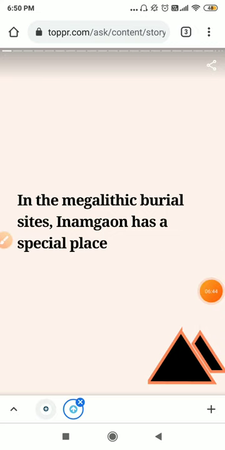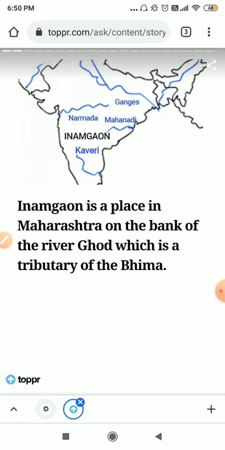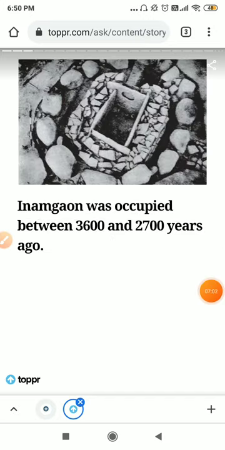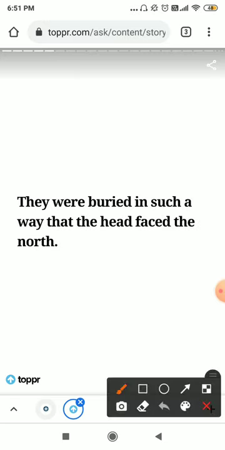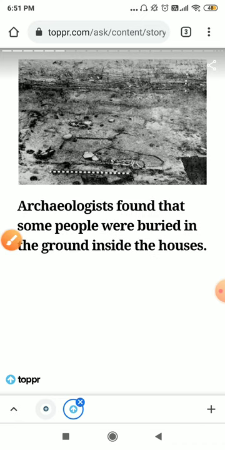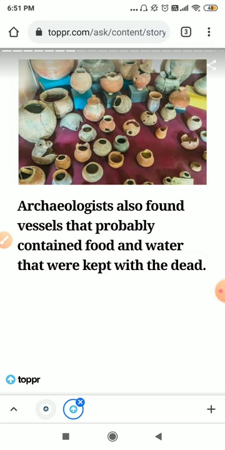Now let us look at a special burial at Inamgaon. Among the megalithic burial sites, Inamgaon has a special place. Inamgaon is a place in Maharashtra on the bank of the river Ghod, which is a tributary of the Bhima. Inamgaon was occupied between 3600 and 2700 years ago. In Inamgaon, adults were generally buried in the ground, laid out straight with the head facing the north. Sometimes these burials were within the houses. Archaeologists have found that some people were buried in the ground inside the houses. They have also found vessels that probably contained food and water that were kept with the dead.